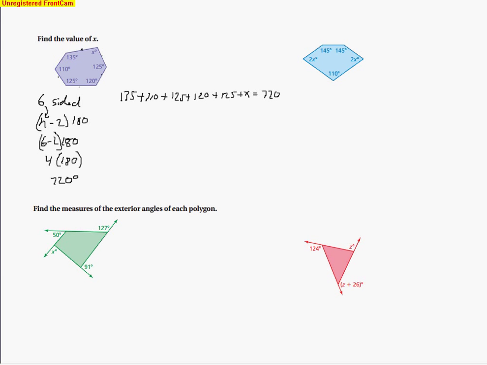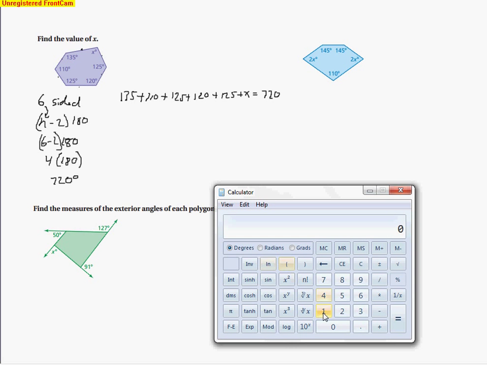So I'm going to use a calculator to help me with that math. We'll go ahead and plug those numbers in. 135 plus 110 plus 125 plus 120 plus 125 plus, and then x. So actually I should press equals now. And that makes 1,230. So let's check that. Something went astray.